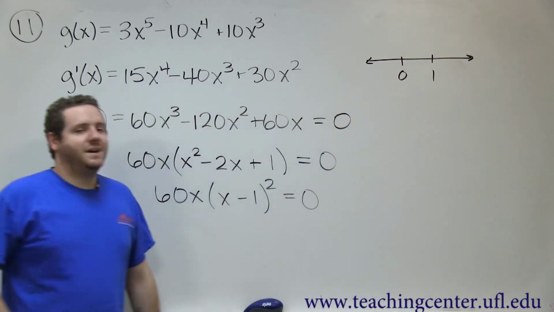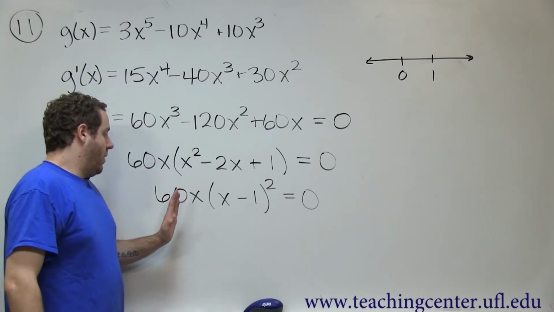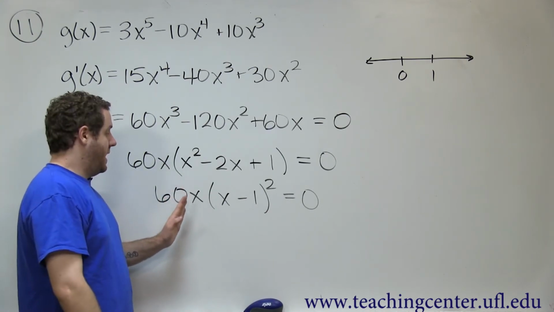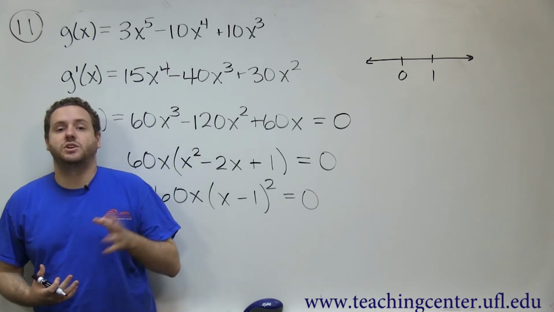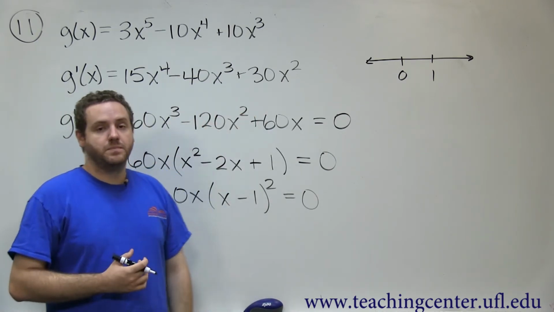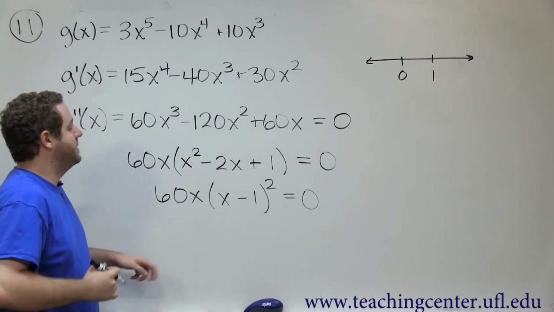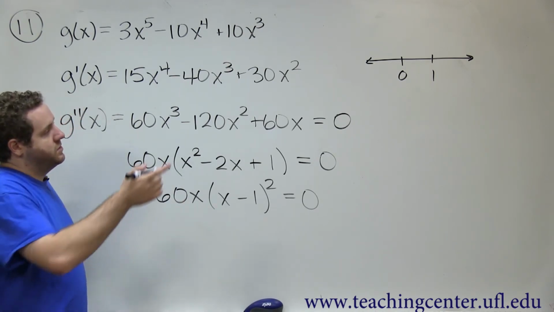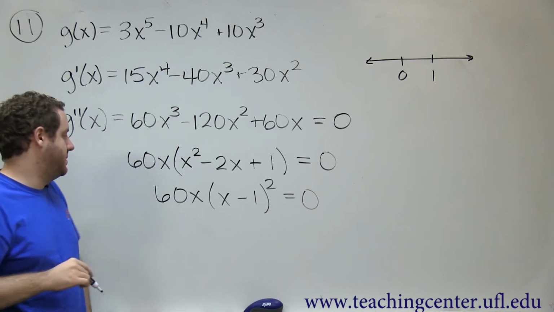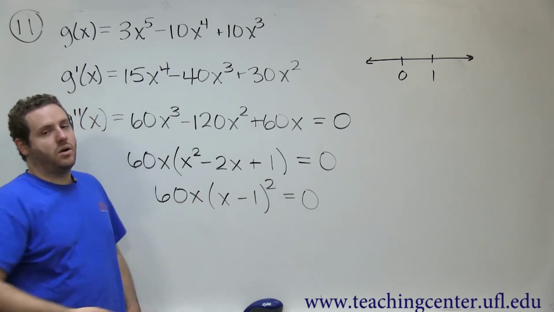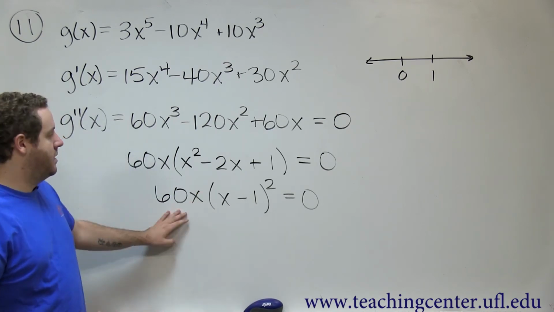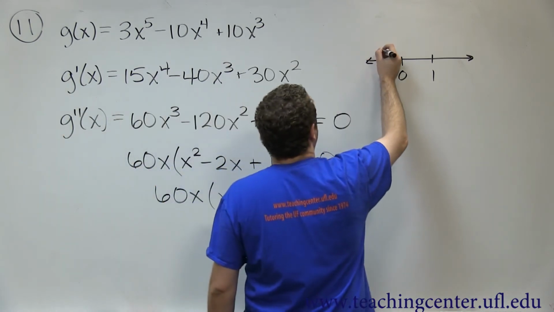So keep in mind, it's not enough to just say, well, the second derivative is 0 at 0 and 1, so those must be inflection points. That's not true. It has to change sign to be an inflection point. So let's see what happens when we plug in our numbers. So first, let's plug in something negative, less than 0. This would be negative. This term, x minus 1 squared, is always positive, so we don't have to check that. We just get a negative value.